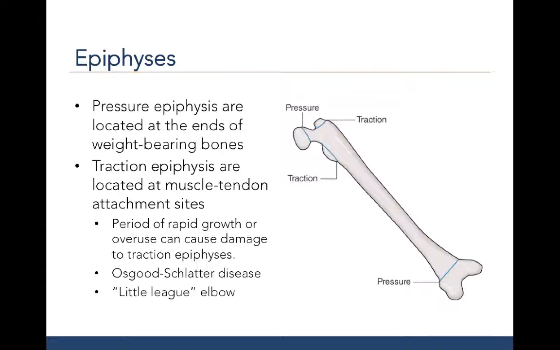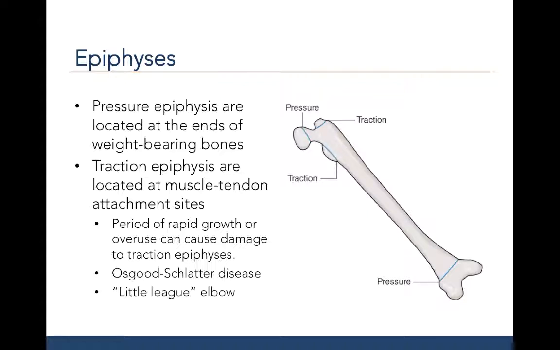During periods of rapid growth or overuse, like in throwing or running, damage can be caused to the traction epiphyses. One example of this is Osgood-Schlatter disease, in which there is irritation to the patellar tendon, which attaches to the tibia. Another example is little league elbow, in which the traction epiphysis near the elbow is damaged because of forcefully overpronating the forearm, like in pitching.